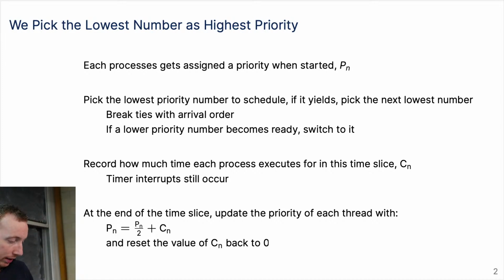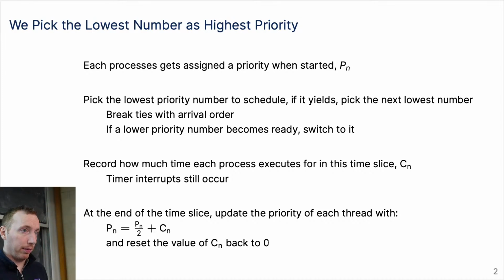We pick the lowest number as the highest priority, kind of what we've been seeing before and what Linux does. So each process gets assigned an initial priority when it starts, so Pn, where n is the process number. And then we're going to pick the lowest priority number to schedule, and then if it yields, we pick the next lowest number, or if there's a tie, we pick whatever came first in arrival order. And additionally, if a lower priority task, not even with this current running one, becomes ready, we would switch directly to it and let it execute until it yields or it's done its time slice.